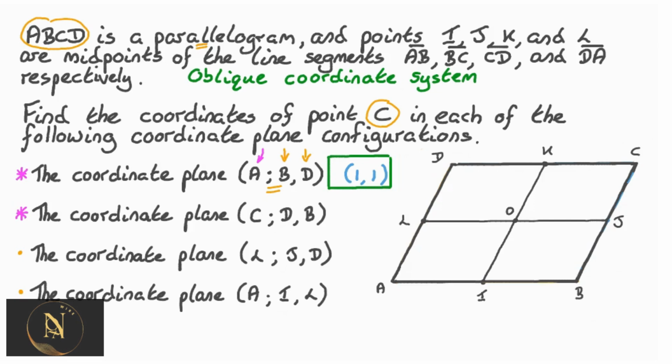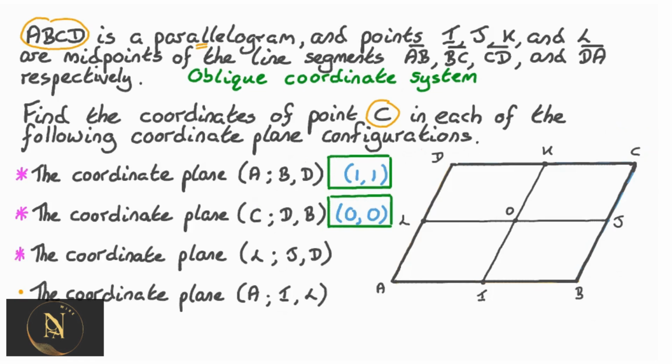In the second part of this question, we need to consider the coordinate plane CDB. This time, point C is the origin, and as such, we don't require any further information to conclude that in the coordinate plane CDB, point C has coordinates 0, 0.